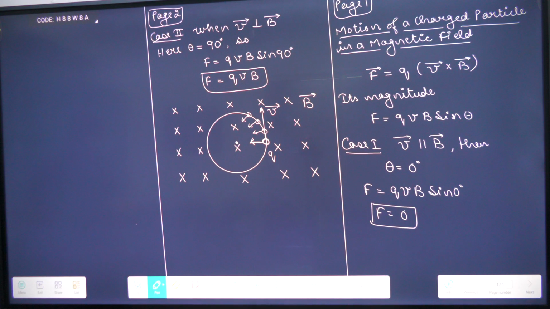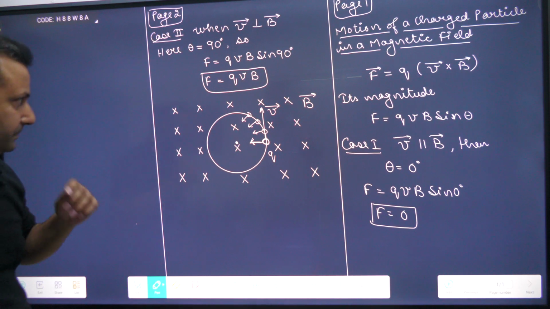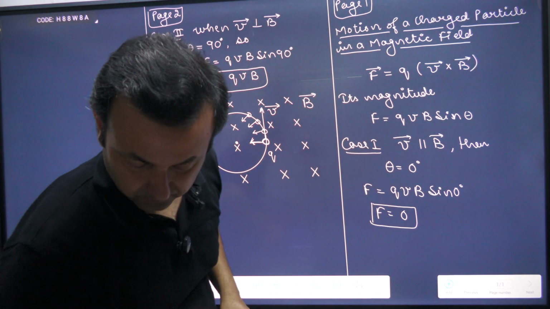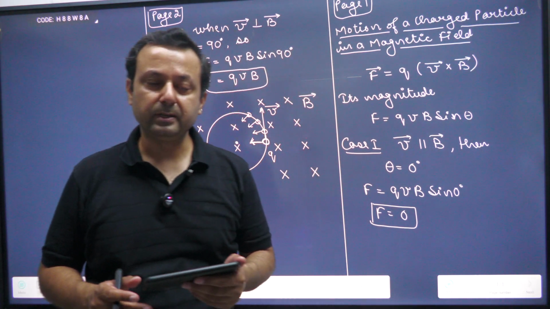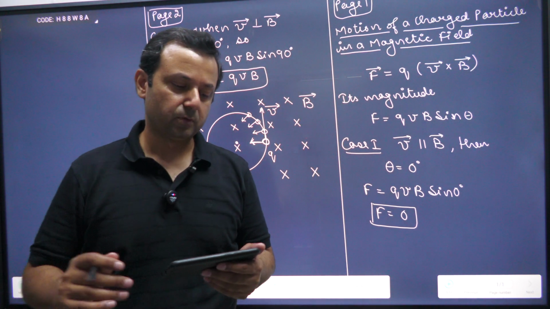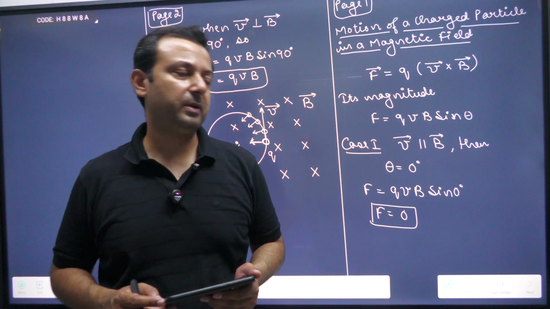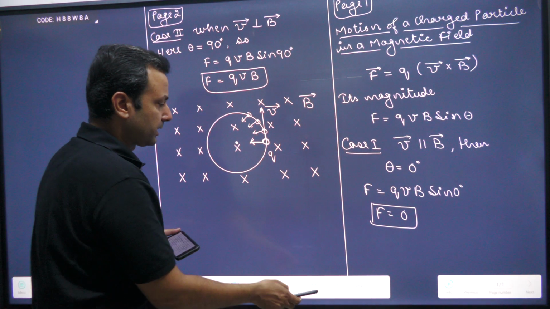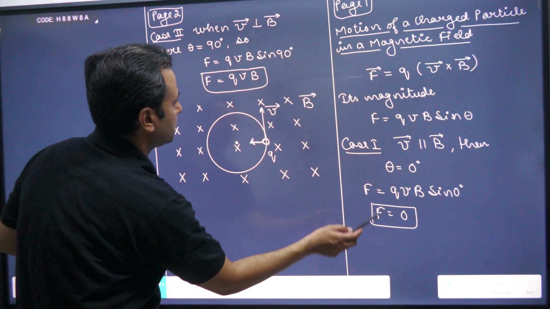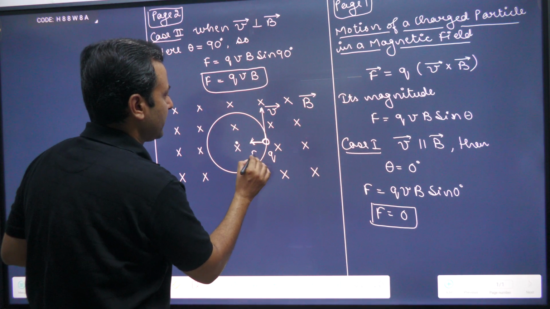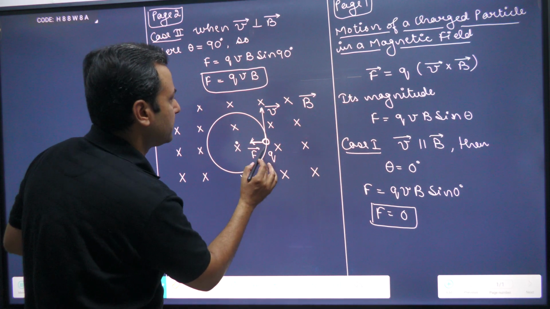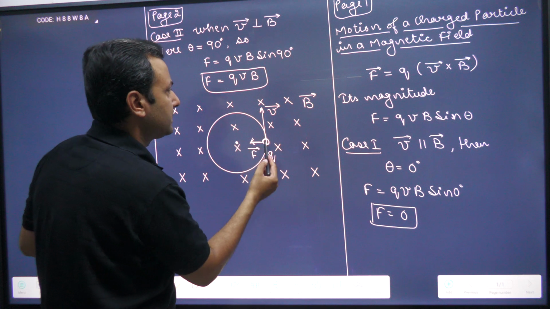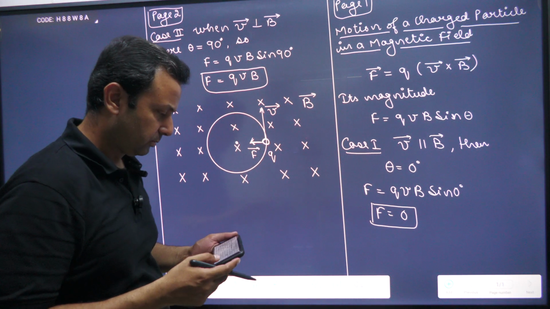Okay, then the same thing is written here. The direction of this force is perpendicular to both the v vector and the b vector. This is the F vector. The direction of this force is perpendicular to both the B vector and the V vector. It is perpendicular to both.